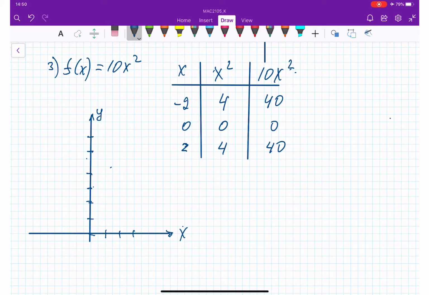Well, maybe I should take 1. I apologize. Let me put 1 to make it easy. Negative 1, positive 1. Then this is going to be positive 1, positive 1. This is going to be 10. So 4, 8, 12. If it's 12, that means somewhere here it's going to be my 10. Yes? Okay.